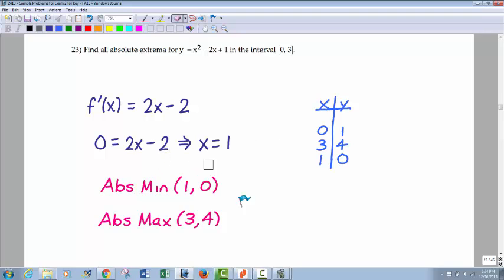So put the values into the y, not the derivative. Plug them in there. So you plug 0, 3, and 1, and you'll get 1, 4, 0. The smallest of those y's is 0, so the minimum is 1, 0. The largest of the y's is 4, so you have a max of 3, 4.